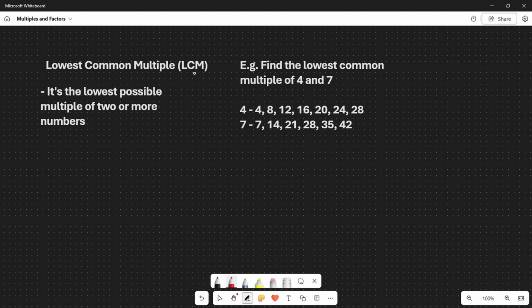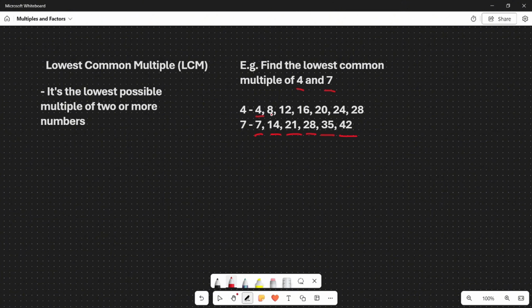So you can see here that by stating out the multiples of 4, starting with 1, then 2, which is 8, 3, which is 12, 4, which is 16, 5, which is 20, 6, which is 24, and 7, which is 28. They stated a good amount of these numbers. Then for 7, they did the same thing: 7 times 2, 7 times 3, 7 times 4, 7 times 5, and 7 times 6.